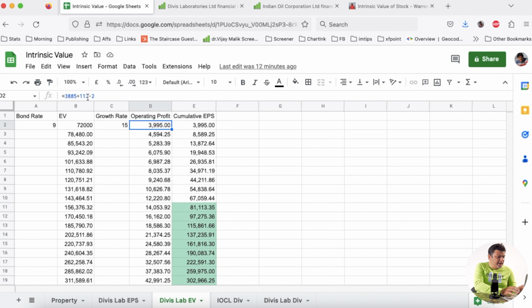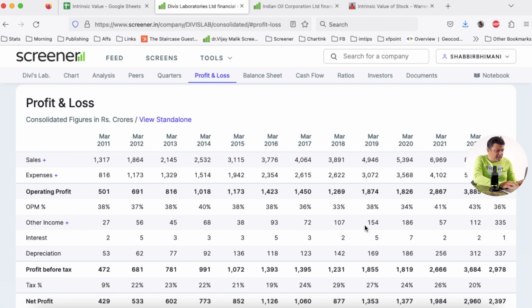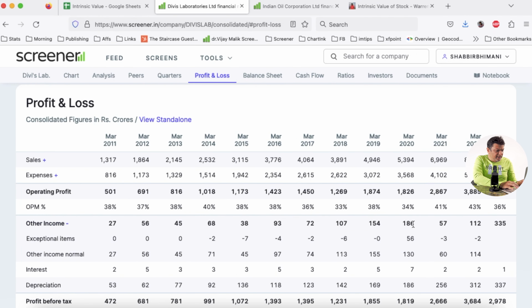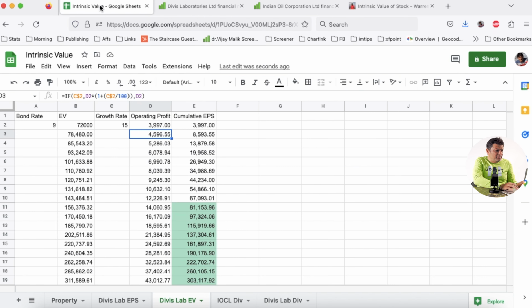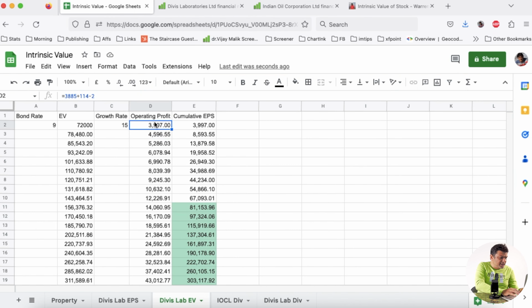We should use 114 because the other income is 114. This exceptional item keeps appearing each time, so it may be part of the business, so it's better to use 112 only. So let's say we use this. So 3995 is the profit that we are getting.